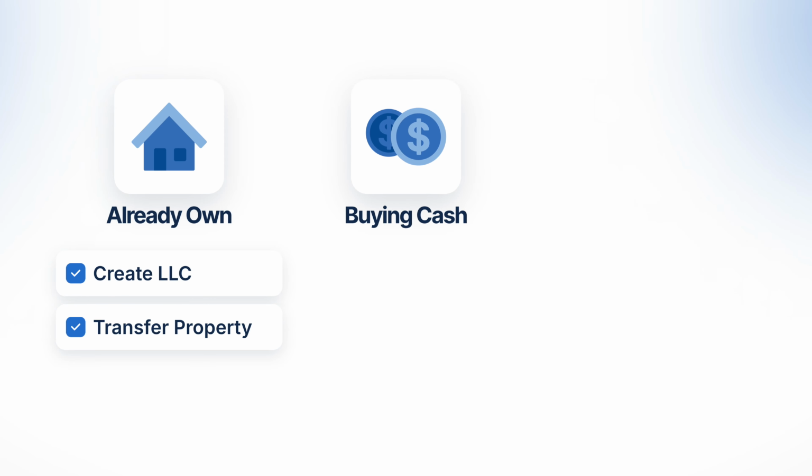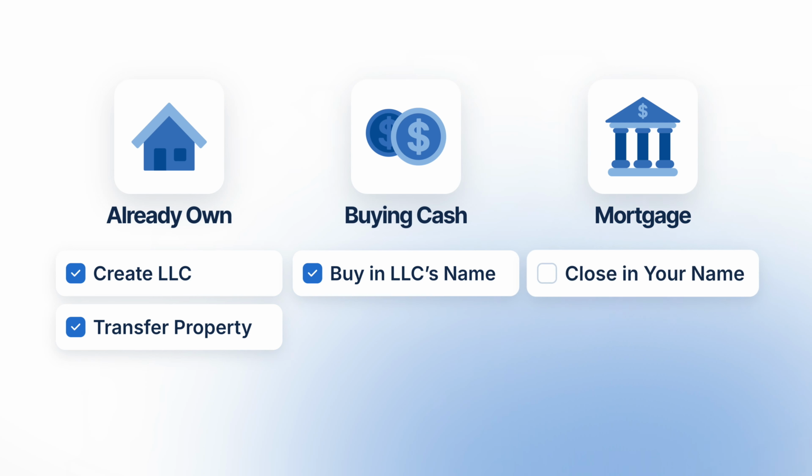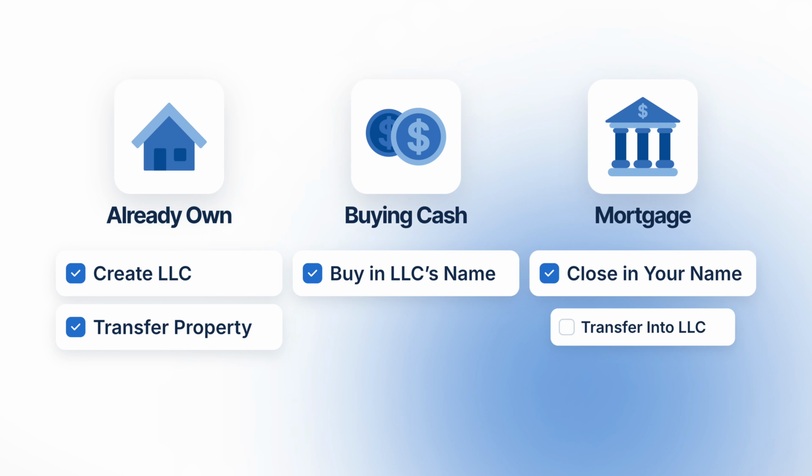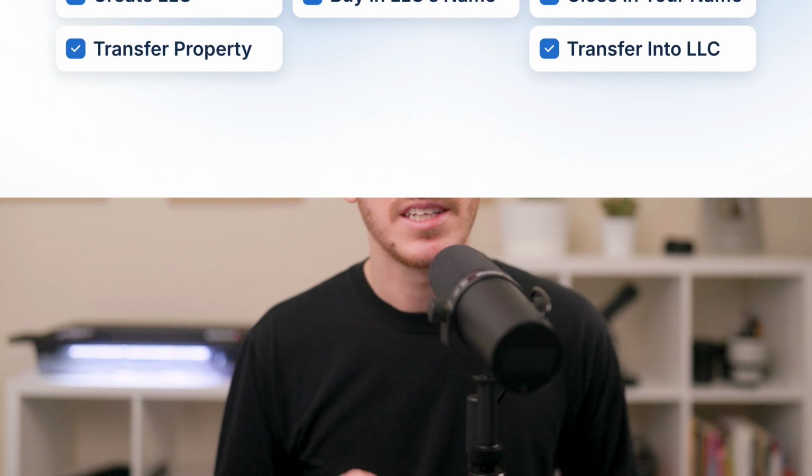Decision number 2 depends on where you are in the process. If you already own the rental, you'll create the LLC first and then transfer the property into it. If you're buying with cash, you can often buy the property directly in the LLC's name once the LLC is approved. If you're buying with a typical mortgage, most lenders will want the loan and title in your personal name at closing. The common path is to close in your own name and then transfer the property into the LLC afterwards. If that's your situation, tell your lender about your LLC plans early because they handle this question all the time.